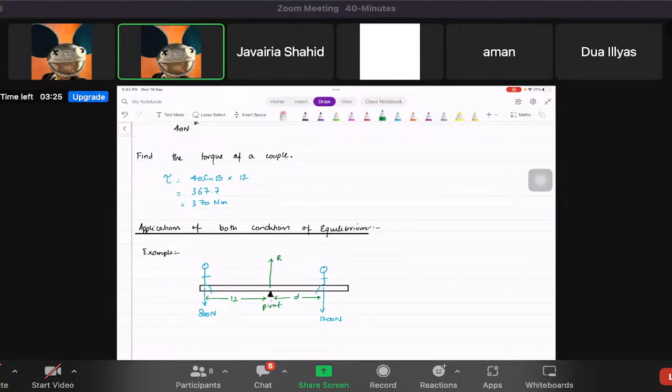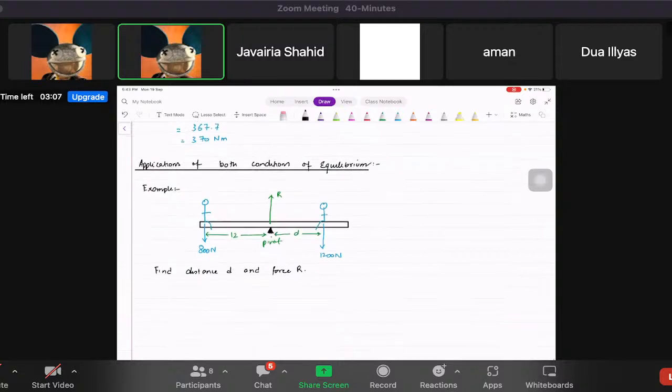So whenever you get a question like this, and they say, okay, find distance d and force R, what you're going to do is, step one is that you always draw directions. Now the person on the right side is going to turn the whole thing about this pivot in clockwise direction, and this one is going to turn it this way in anti-clockwise direction, like this.